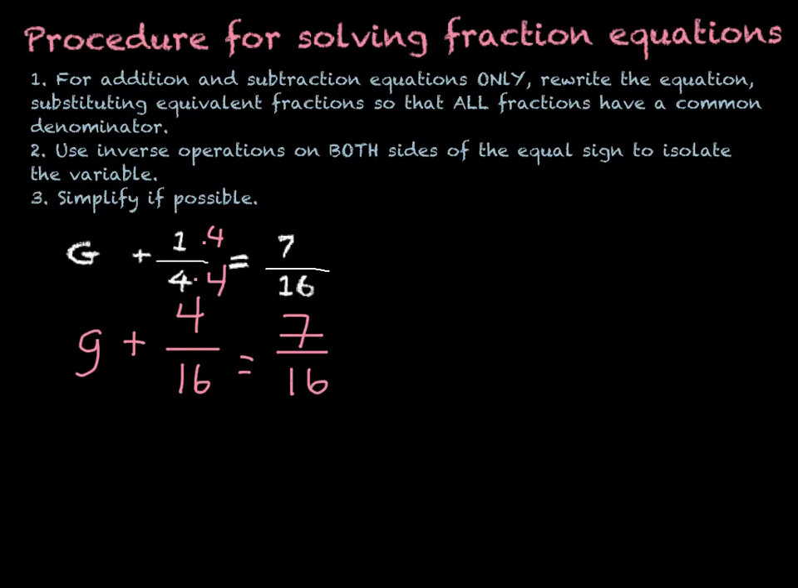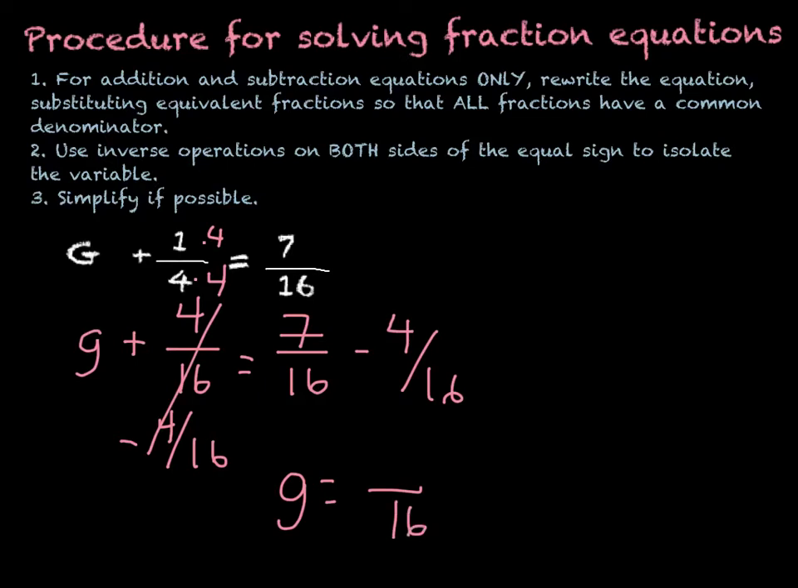Now I need to use the inverse operation. So since I have addition, I'm going to take away 4/16. I'm going to do the same thing over here. These will cancel. That leaves me that g equals, well, I have 7 over 16 minus 4 over 16. So if I subtract those numerators, I'm just going to get 3. And that will be my final answer.